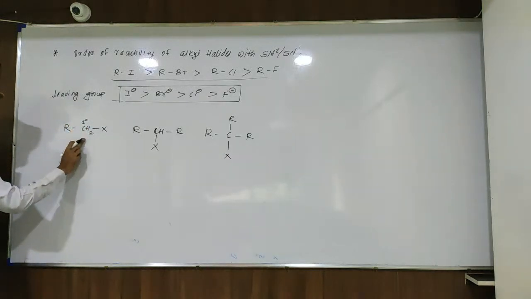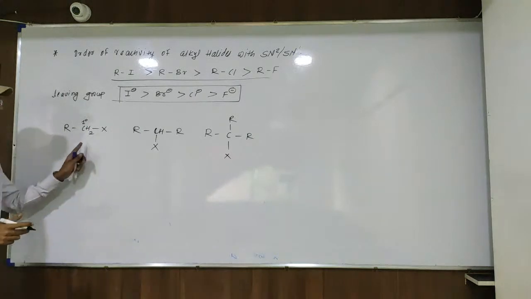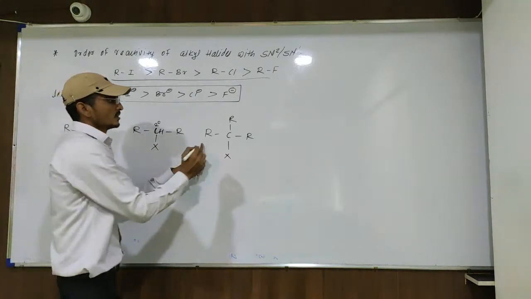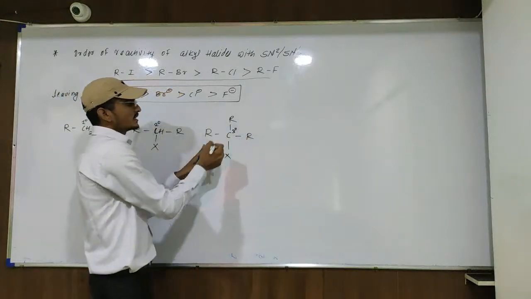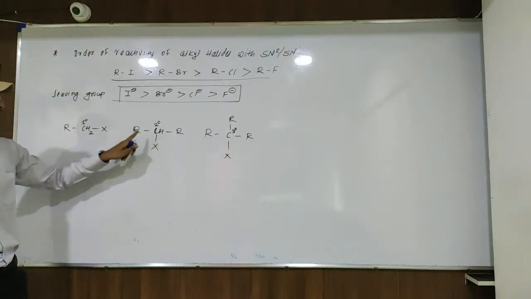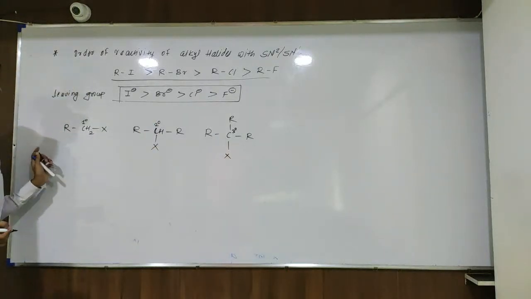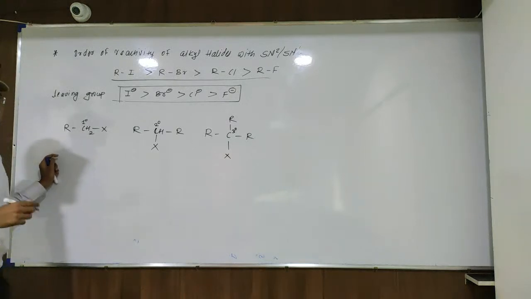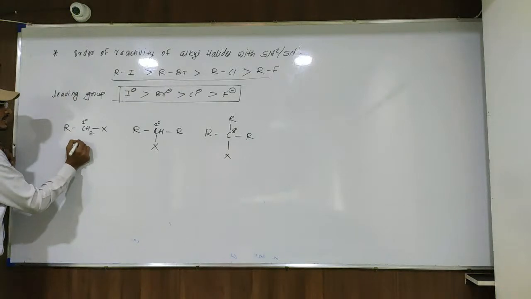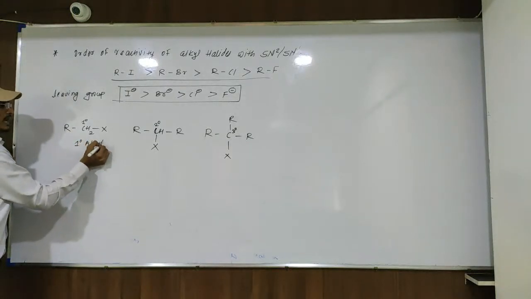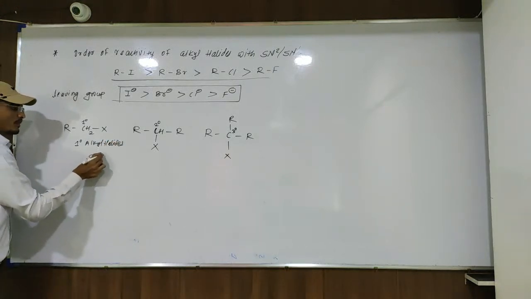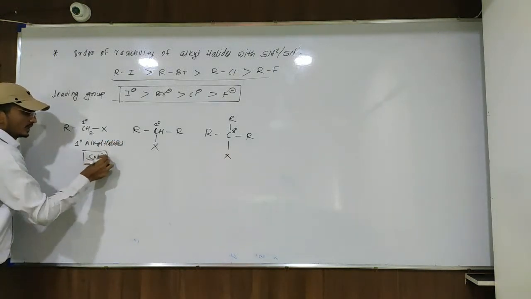So why is it called primary? Because the halogen is attached to a primary carbon. Why is it called secondary? The halogen is attached to a secondary carbon. Why is it called tertiary? The halogen is attached to a tertiary carbon. So that's why it is called a tertiary alkyl halide. But which alkyl halide shows SN1 and which shows SN2? So no doubt, primary alkyl halides always show the SN2 mechanism. That thing is important here.